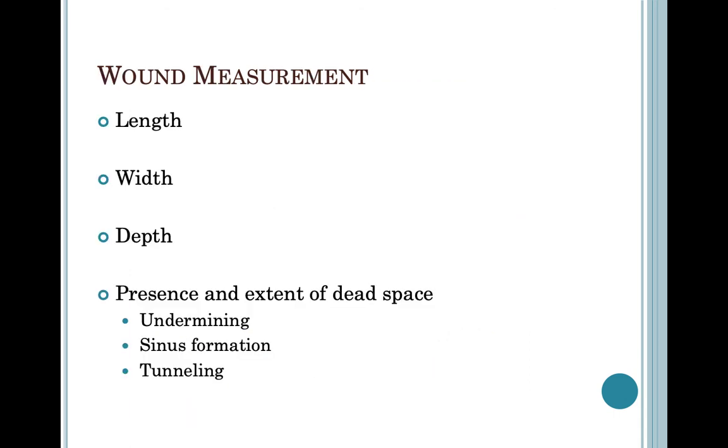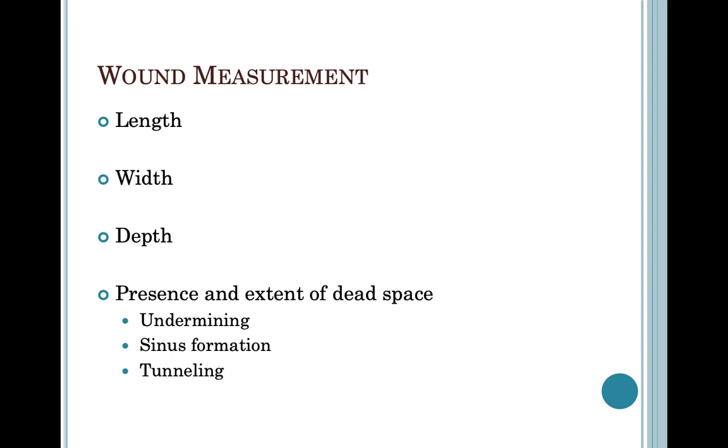When we measure a wound, the dimensions that we have to take into consideration, besides the layers of tissue that have been involved, is actually a numerical measurement that involves the length of the wound, the width of the wound, and the depth of the wound. We also look at the edges of the wound to make sure that there's no damage that extends below the surface of the intact skin.